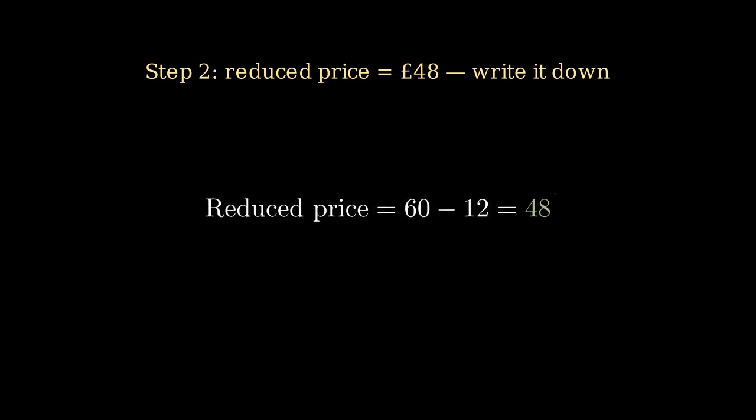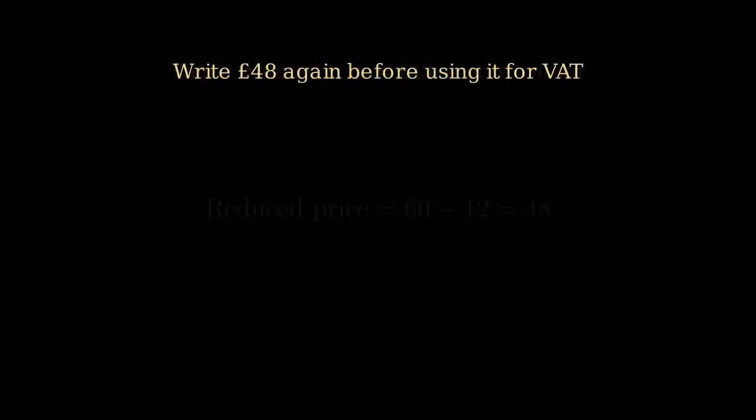Step 2. Work out the reduced price. £60 minus £12 equals £48. Write this down clearly on its own line. Reduced price equals £48. Do not just keep this number in your head.